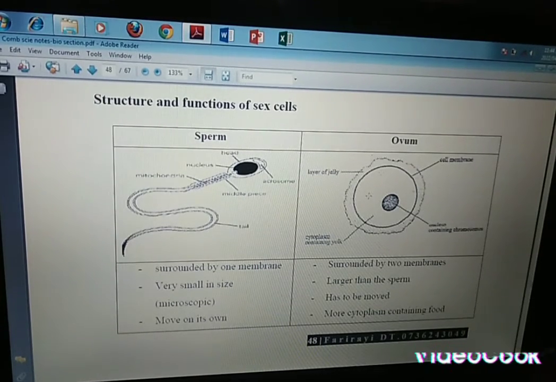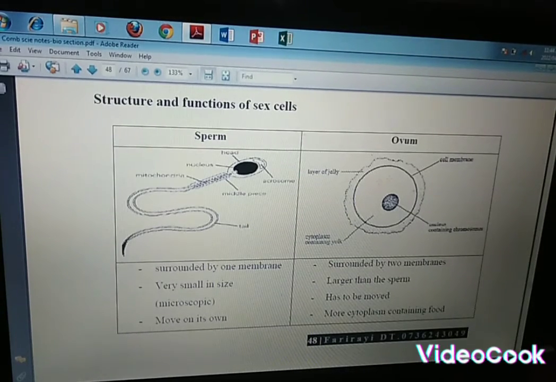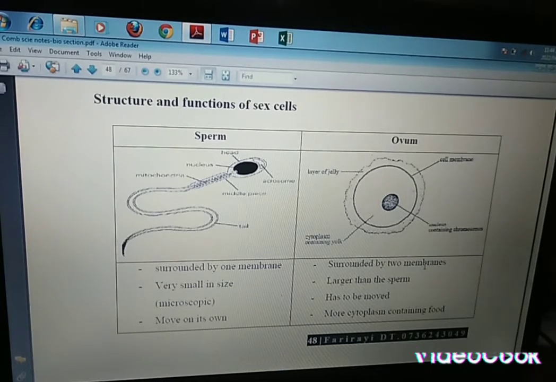Into the egg, okay? And when we look at the egg, it has the nucleus and a cell membrane. This black line is the cell membrane, and the nucleus is hanging inside the cytoplasm, which contains the yolk, and then there's also a layer of gel. Now, the sperms are surrounded by one membrane. They are very small in size, meaning they are microscopic. They also move on their own. They can swim. The ovum is actually surrounded by two membranes.